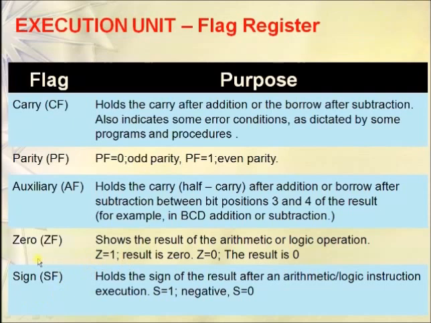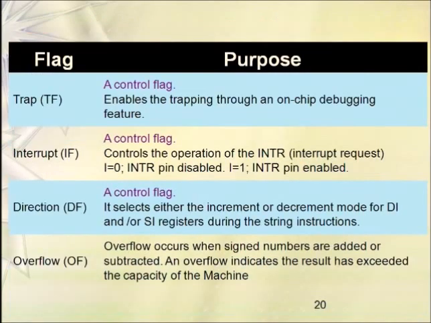Then the sign flag. If the result is a negative number, then this particular bit will become 1, indicating that the result is a negative number. If the result is positive, then it becomes 0. This flag is considered when we are doing signed operations like signed addition or signed subtraction.